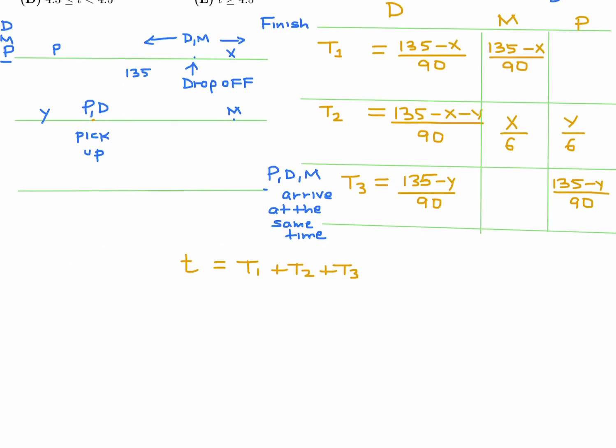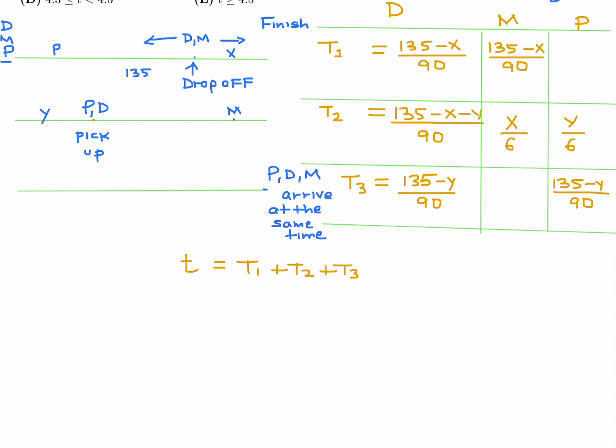Now we still haven't figured out the numerical values for x and y, and that's obviously required. So how do we do that? Well, we do that by looking at the times and comparing them. So for example, after this drop-off point, the time it takes Molly to go from the drop-off point to the finish line is this right here, x/6. But that is the same amount of time it takes Dolly to go all the way back to the pickup point and then back to the finish line.